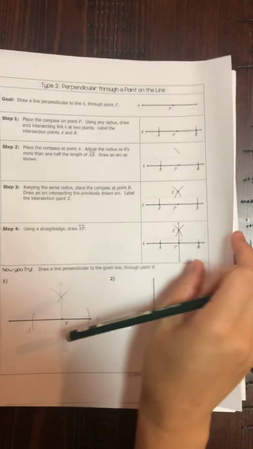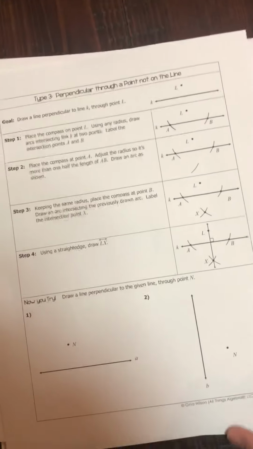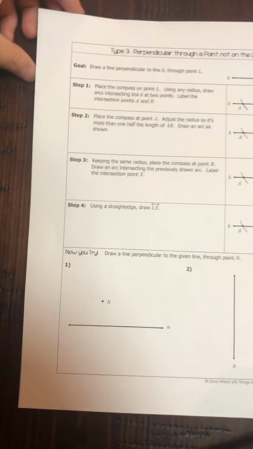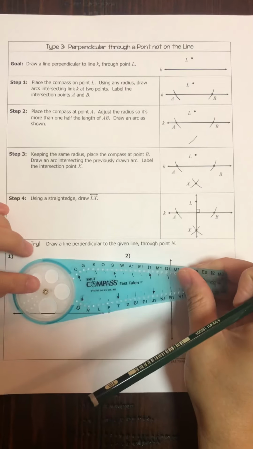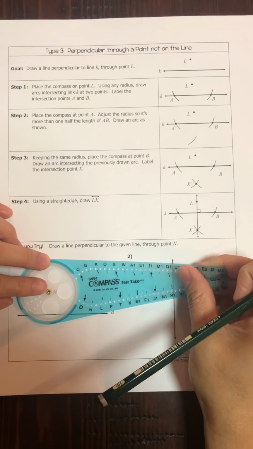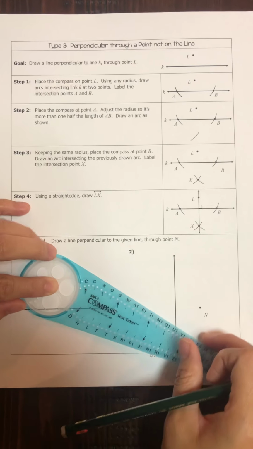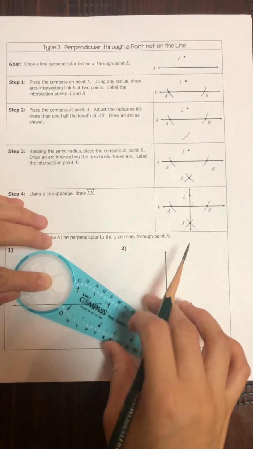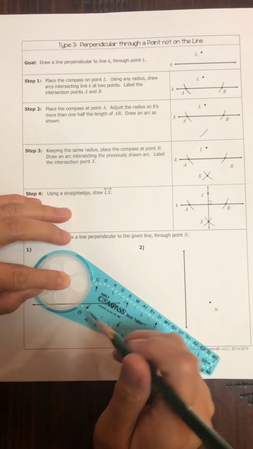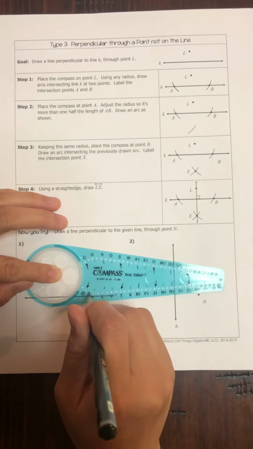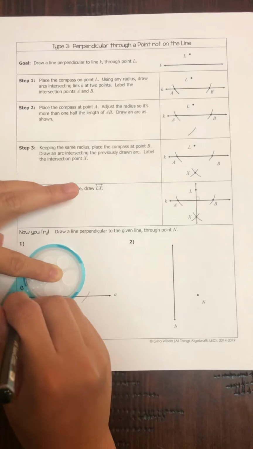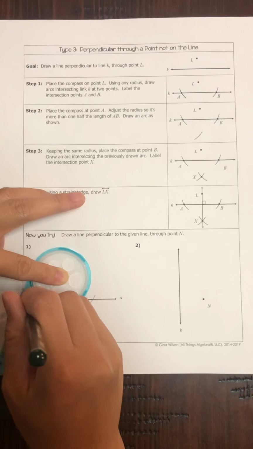And then part 2 is how do you construct a perpendicular line through a point not on the line. So if the point is not on the line, you will do the same by placing the center of the compass at point N. And again, you pick any hole you want, usually within the first few. So I'm going to pick the third one. I'm going to make sure I draw 2 arcs that intercept the line.